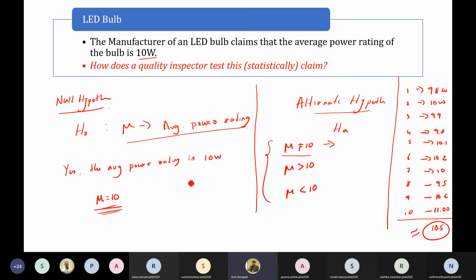I can buy. It is also still better if it is less than 10 watts, I'll be in an advantageous position. I will not be okay when it is greater than 10 watts. So the claim is 10 watts, but if it is less than 10 watts, I'm okay. But I will not buy the product if it is more than 10 watts.